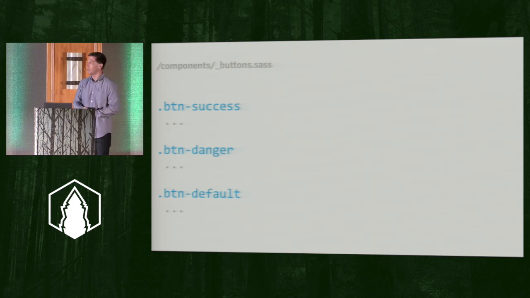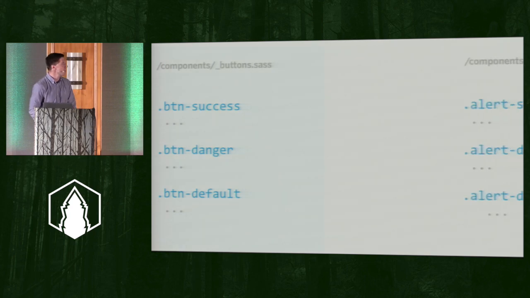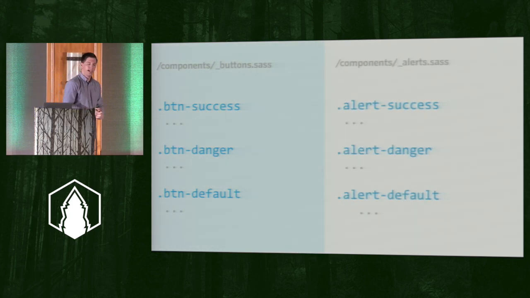Right? Here are the class names for our buttons. Now, these are nothing new, right? These are very standard functional class names. I deserve no award for deciding these, right? But if you looked at our alert styles and the names for those, they're right along the same lines, right? They are very similar to the buttons. They are very predictable, but they're also functional.